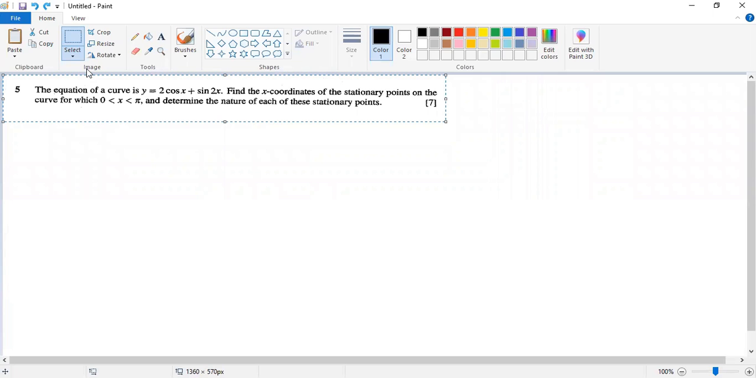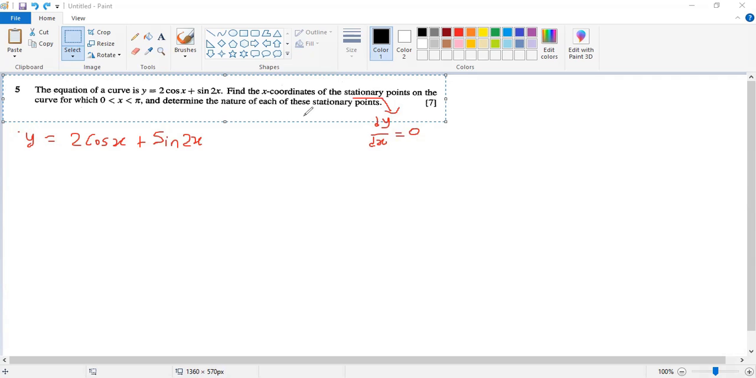So the equation of a curve. The equation of a curve is y equals 2 cos x plus sine 2x. It's the equation of some kind of curve. So find the x coordinates of the stationary points. Stationary means it's where dy/dx is 0. Stationary points is where dy/dx equals 0.